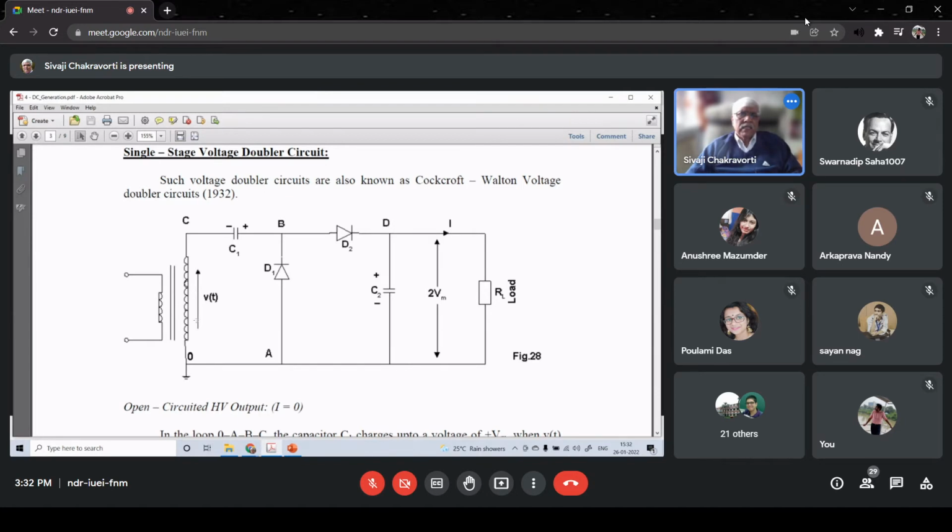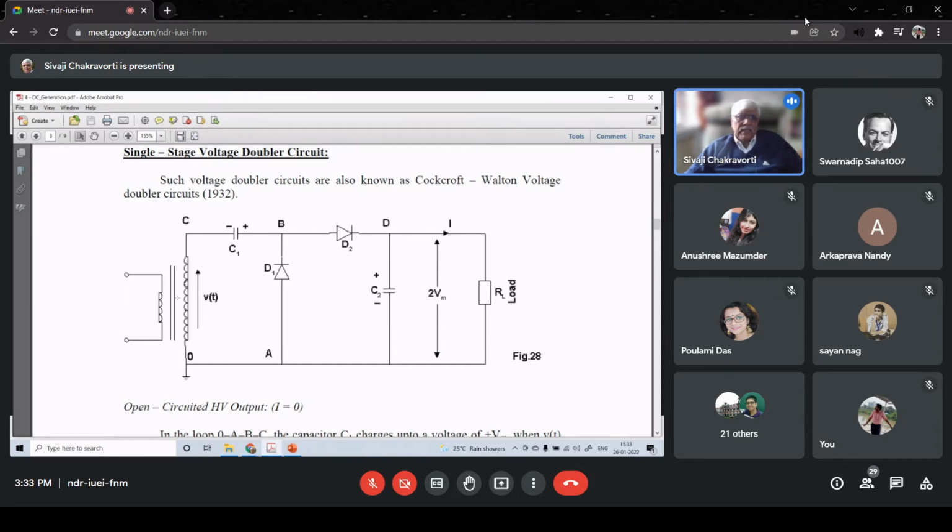Then what happens? When the bottom terminal of the secondary is positive and the top terminal of the secondary is negative, then diode D1 becomes forward biased. So C1 gets charged in such a way that the right side plate is positively charged and the left side plate is negatively charged. And the voltage up to which C1 will be charged is of course the peak value of the secondary voltage, which is Vm. So when this one half cycle is over, C1 is already charged up to a voltage of Vm, with the polarity as shown.